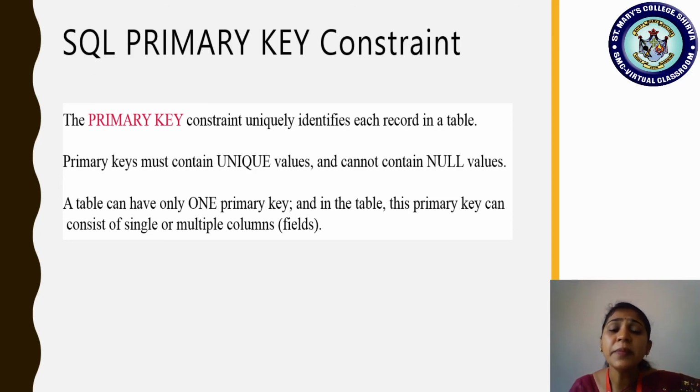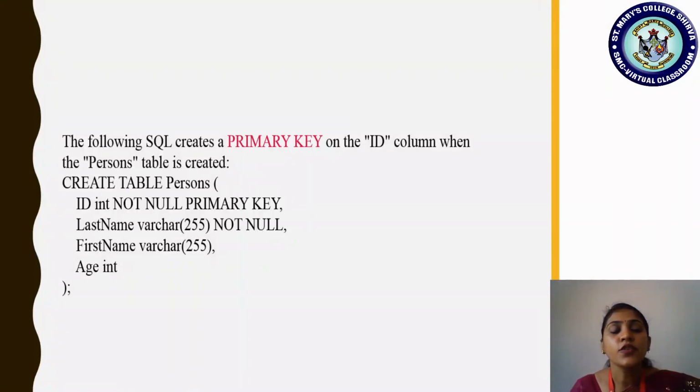What is the meaning here? We had discussed something like a composite key. So what does composite key mean? If in a table, two or three columns or attributes are recognized as unique, and you have made them a set, then to highlight such possibilities they have mentioned that the primary key can consist of single or multiple columns. Fine. So the following SQL creates a primary key on the ID column when the Persons table is created.